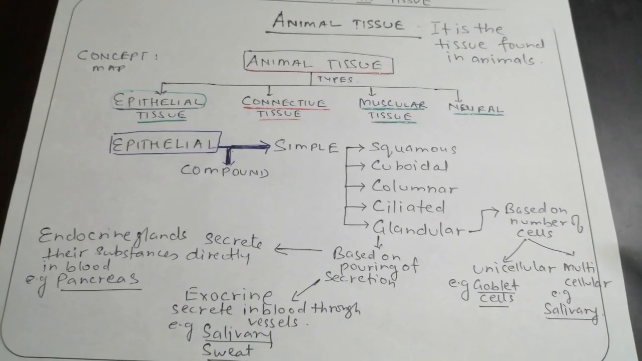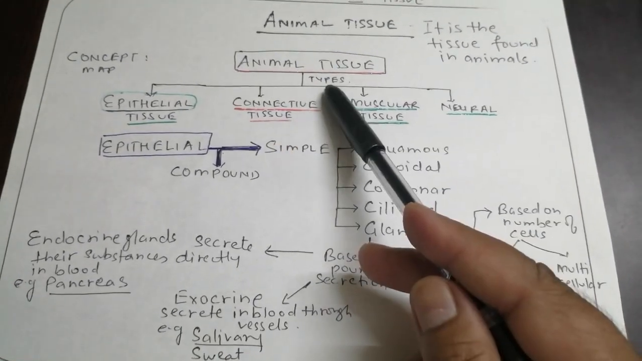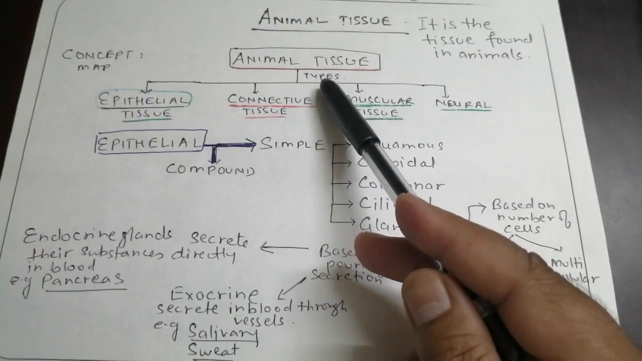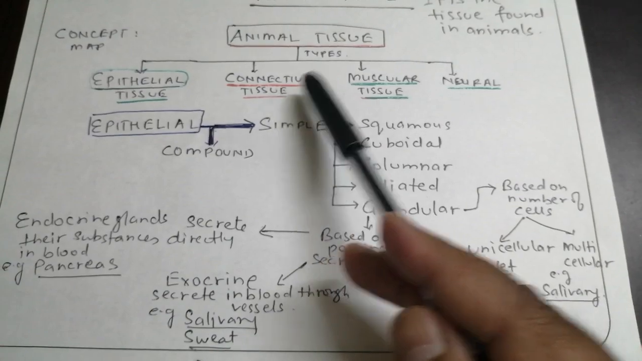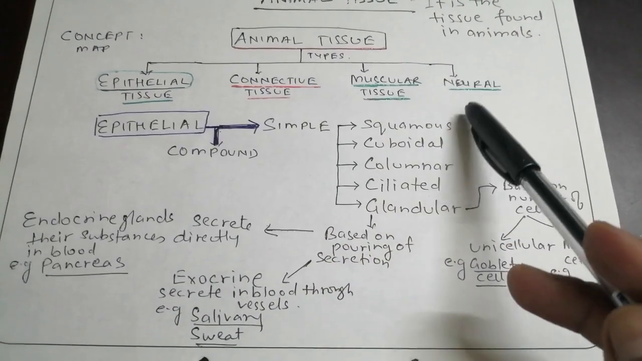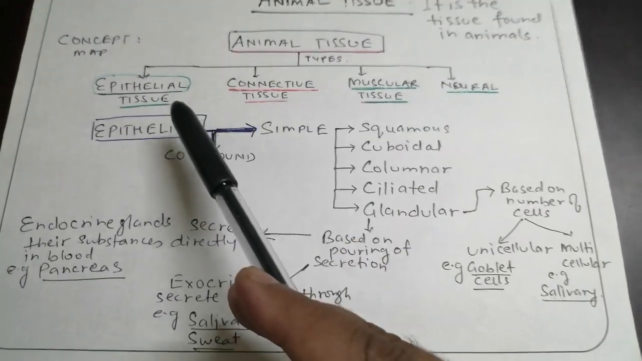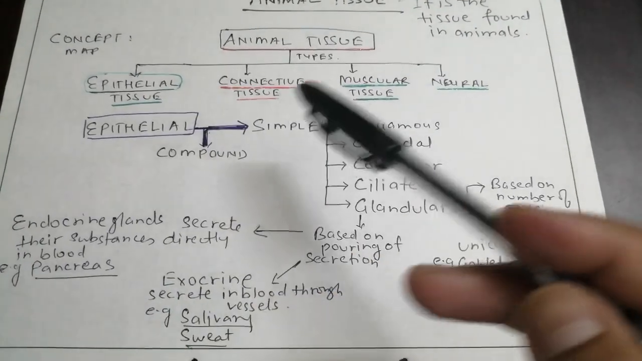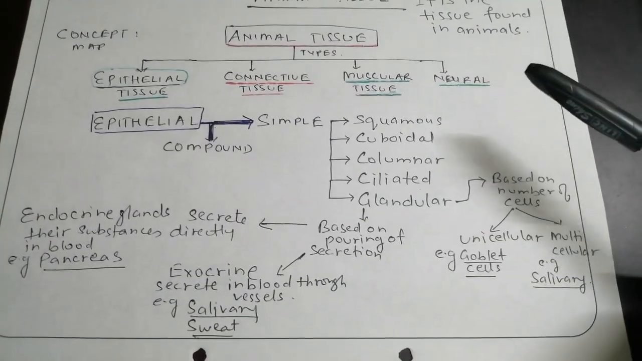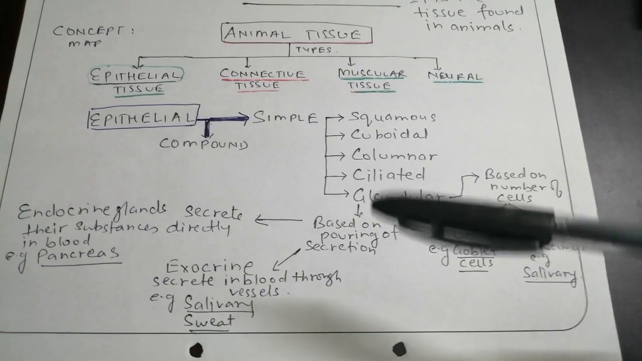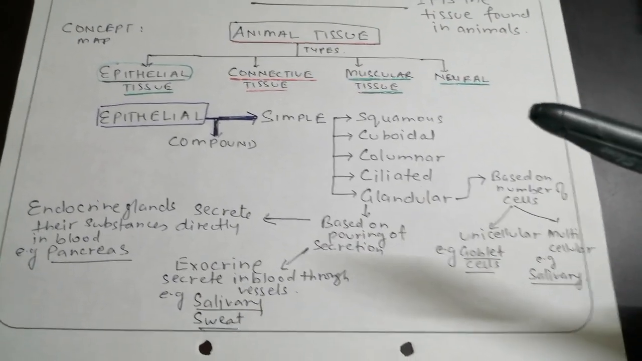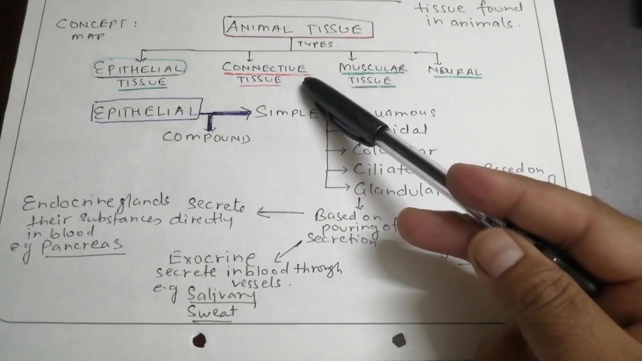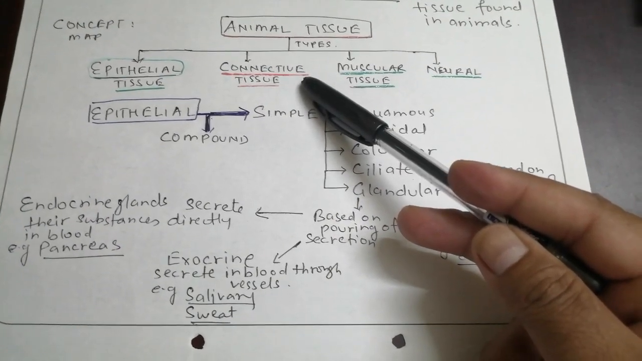As you are seeing here, animal tissue is divided into various types: the epithelial tissue, connective tissue, muscular tissue, and neural tissue. Epithelial tissue: epi means above, so it is found above the body parts, at the external parts. Connective tissue is the tissue which connects the various body organs.